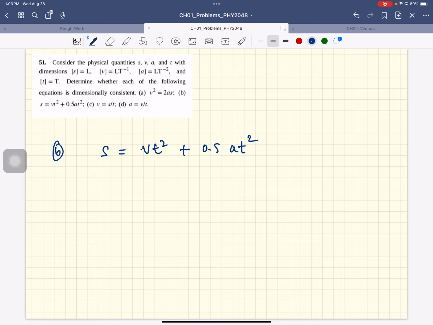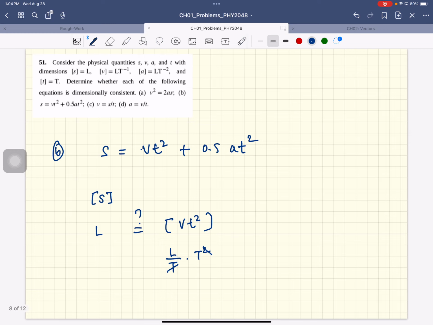All right. So what we are trying to verify is whether the dimension of the left-hand side is equal to the dimension of the right-hand side. The right-hand side is the sum of two terms, and each term has to have the same dimensions. The dimension of S is L. Is that equal to the dimension of VT squared? The dimension of V is L over T, and this is T squared.